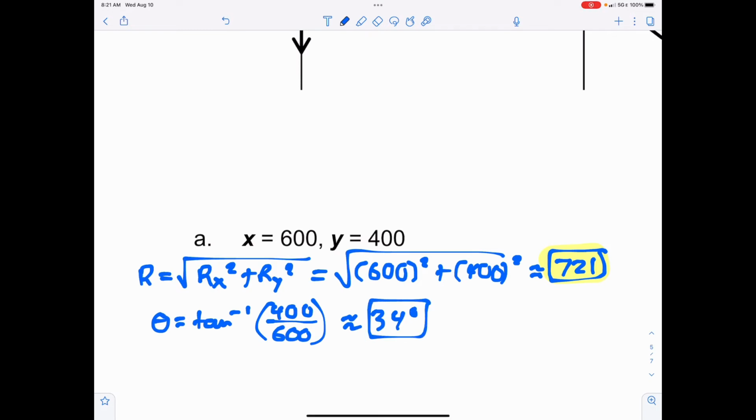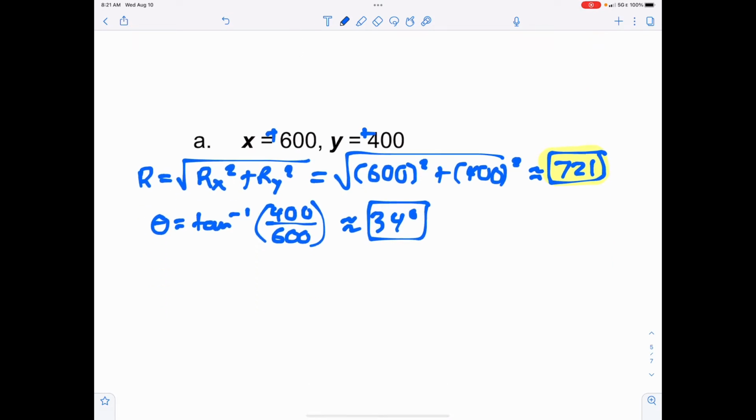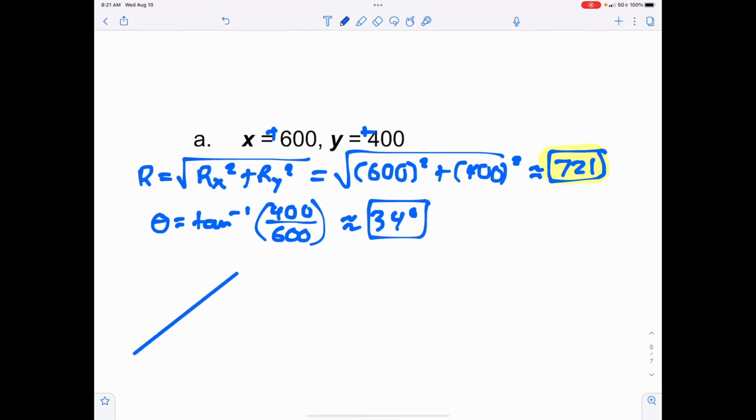Now, pay attention to the sign of these components here. Since both of them are positive, you know that your vector is pointing up and to the right in quadrant 1. So if this is your axes, you know the vector's pointing off in that direction right there, which means 34 degrees would be that angle right there. Since it's a positive angle, it's 34 degrees from the positive x-axis.